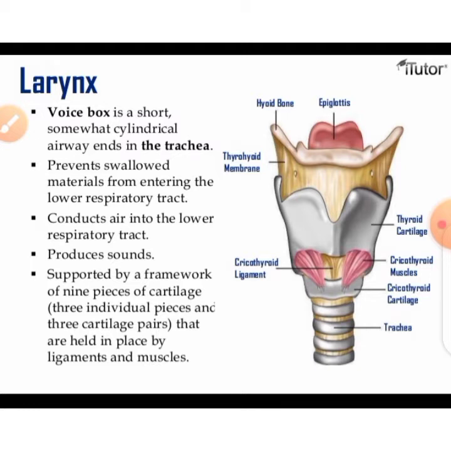Then we have a diagrammatic representation of the larynx here, showing the hyoid, the epiglottis, the thyroid membrane, and the thyroid cartilage. This one is showing the cricothyroid ligament and the cricothyroid muscles here. Then we have the cricoid cartilage and the trachea here.